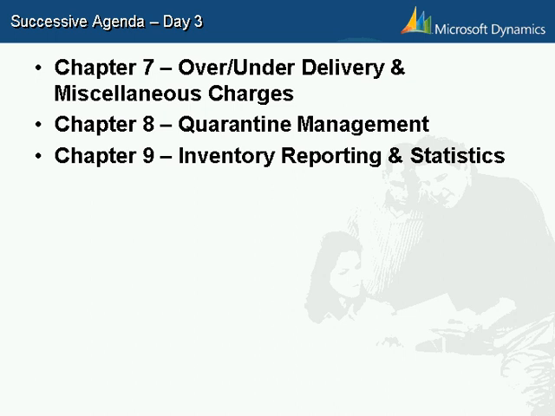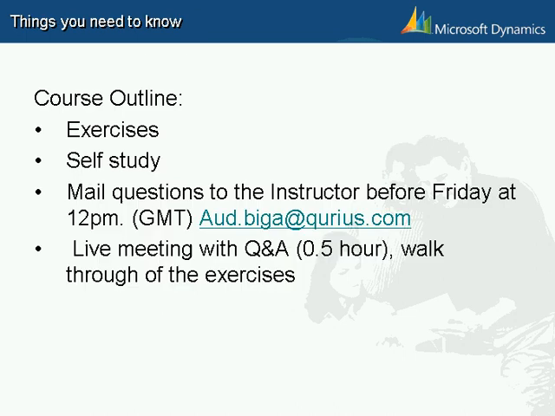You can see successive agenda, Day 3. So next Wednesday we will cover chapters 7, 8, and 9: over and under delivery and miscellaneous charges, quarantine management, inventory reporting, and statistics. I expect you to review in advance all exercises and manuals regarding the successive chapters, because next Wednesday I'm going to show most of the difficult exercises on the trade and logistics session.